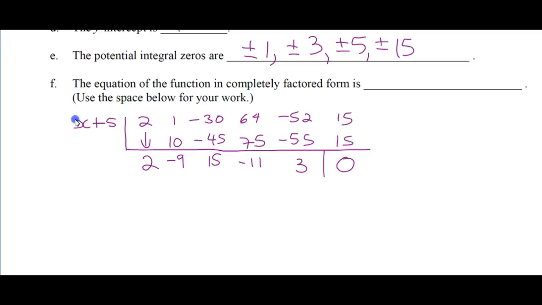So negative 5 was a 0 and gives us this. So what degree is this now? So this is degree 5. This will be 1 less. So now we have a degree 4.